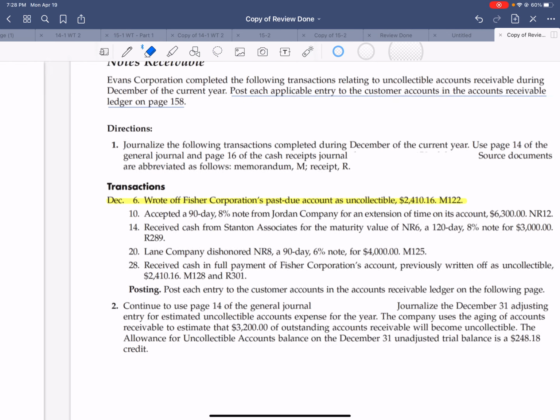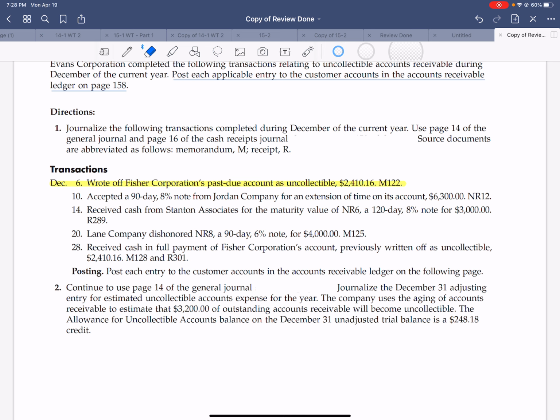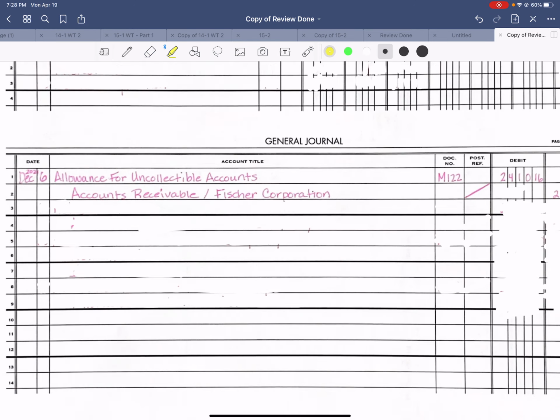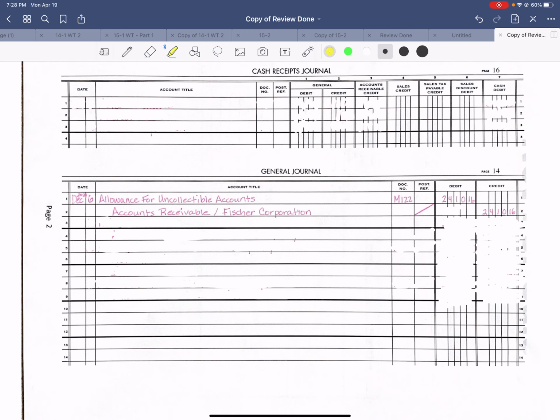Okay, we're going to do the same thing with each transaction. So once I read the transaction, you should pause it, and then you should do yours and compare it to what I have. Second one, accepted a 90-day 8% note from Jordan Company for an extension of time on its account. Okay, so again, we're going to go to our general journal, and you'll fill that out. So pause now, fill it out.